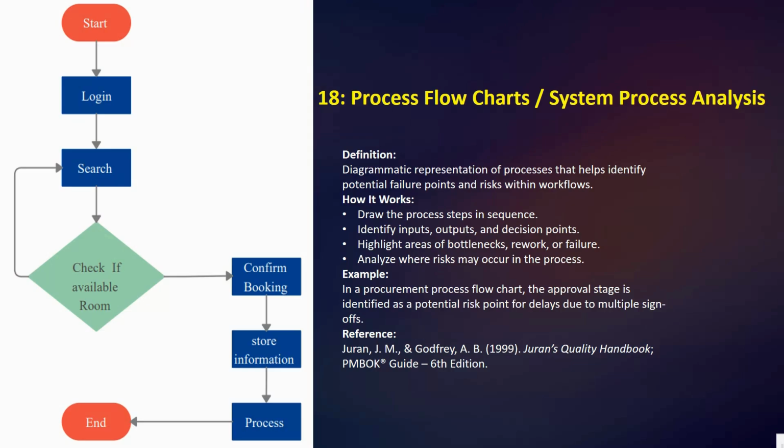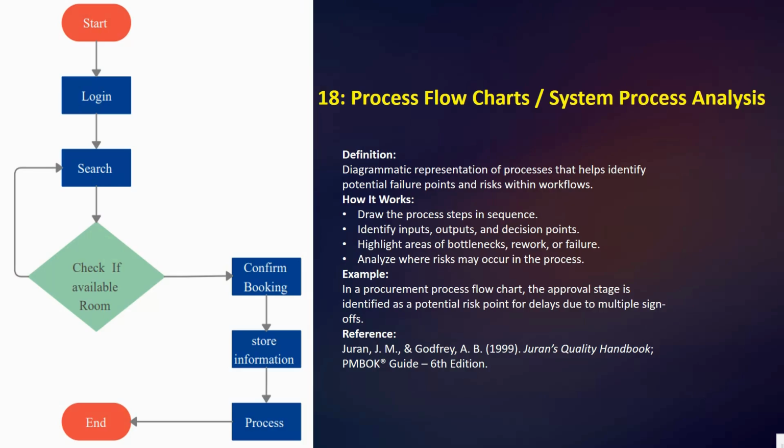This technique involves creating a visual map of a process to identify potential failure points. A process flow chart is a diagram that shows the steps of workflow from start to finish. Under definition, you can read here: a diagrammatic representation of processes that helps identify potential failure points and risks within a workflow.